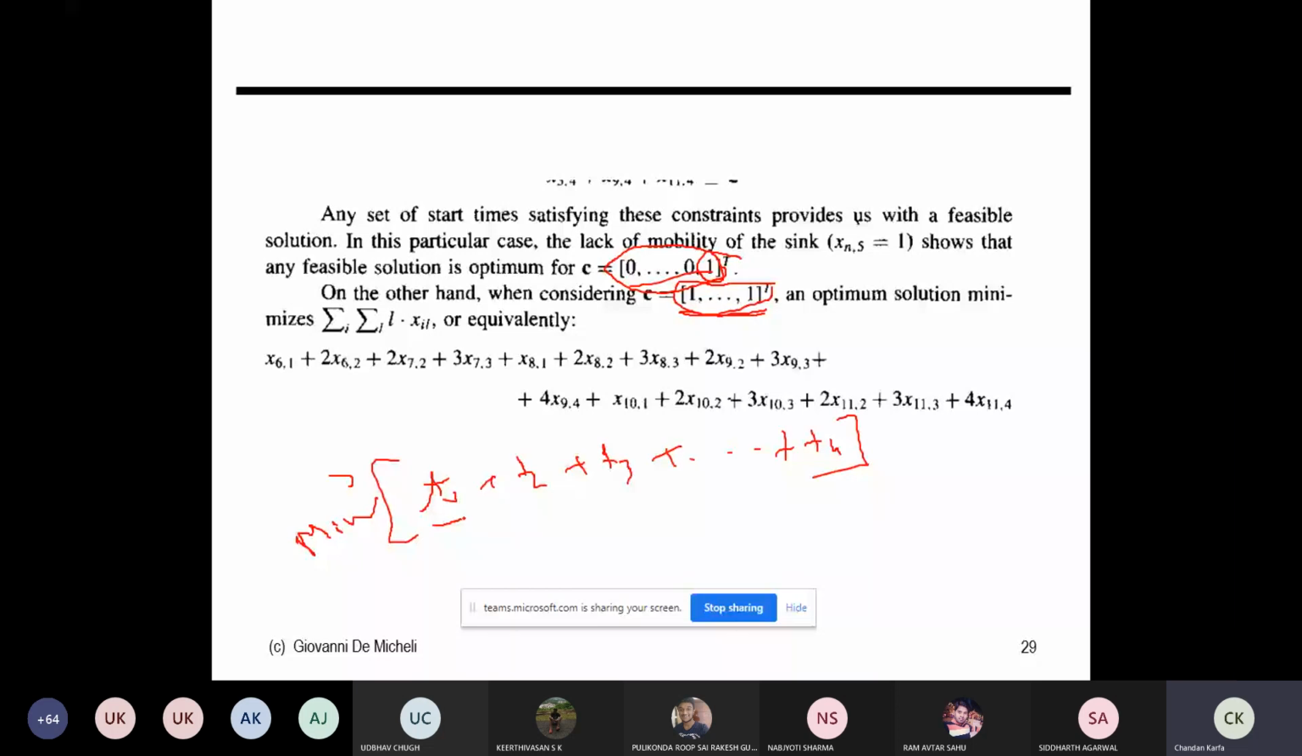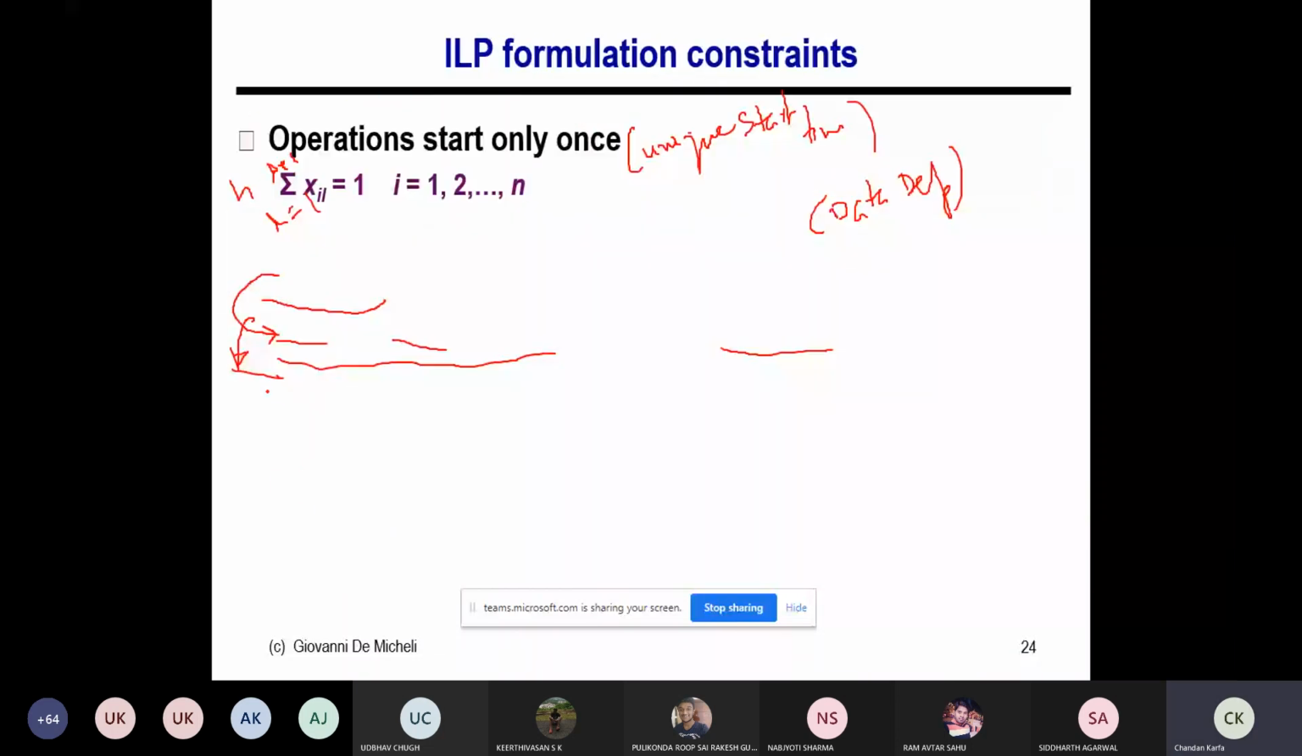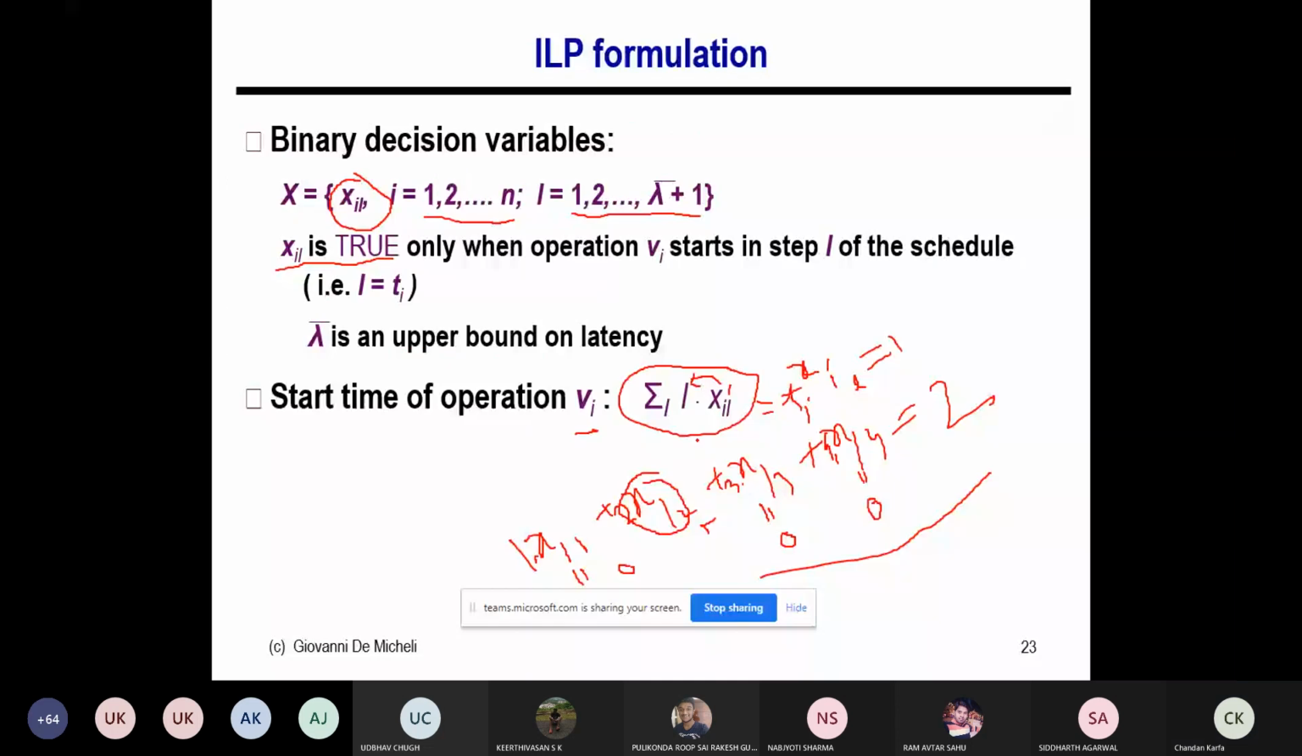Because T1 is represented by what? I have already explained, right? So what is Tn? T1 is nothing but this. Basically this is my T1. There is no T1 in my whole formulation, so T1 is represented by 1 into x11 plus 2 into x12 plus 3 into x13 plus 4 into x14, right? So this is nothing but my T1.